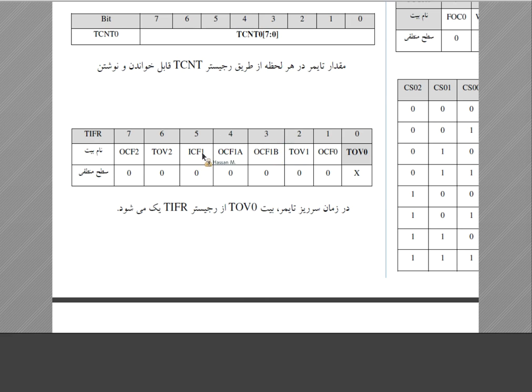And this is ICF, meaning input capture flag. We will see later. The input capture flag for timer 1 is used for capturing an input register, and reading and writing that register into TCNT. We will see later.